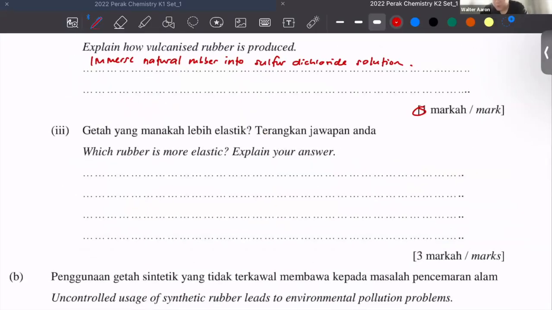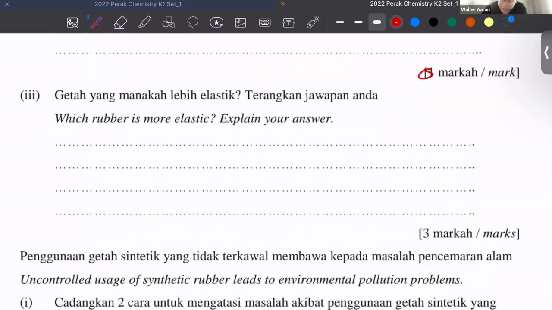All right, which rubber is more elastic? Explain your answer. Usually vulcanized rubber is more elastic. The reason is because there is a cross linkage between the rubber molecules, so it prevents the polymer chains from sliding away when stretched. So you put here vulcanized rubber, and they give you 1 mark already.